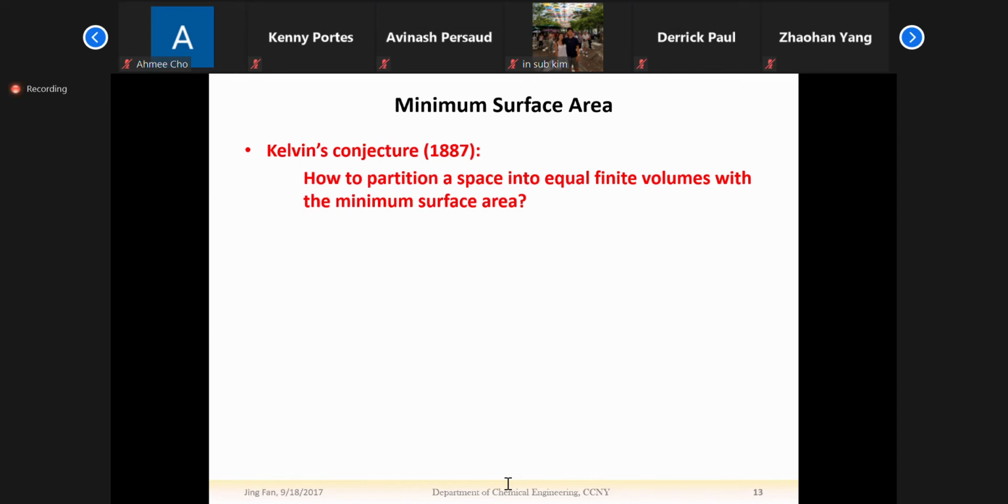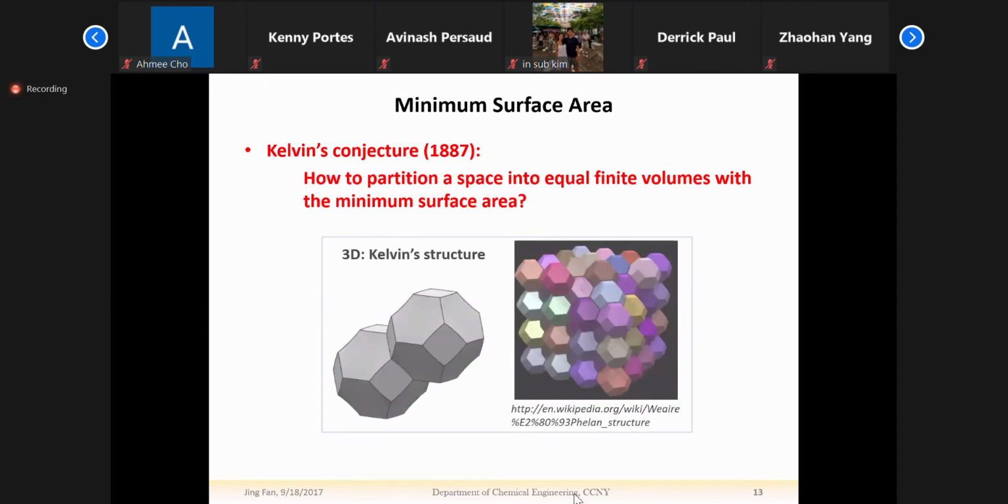And he is very clever, and he proposed a solution to his question, which is the Kelvin structure. That's why we call it Kelvin structure. This picture shows a little bit larger scale, showing how multiple Kelvin structures pack together and occupy the space without any void in between. This structure, as I said, has 14 faces, with 6 hexagon surfaces and 8 square surfaces.